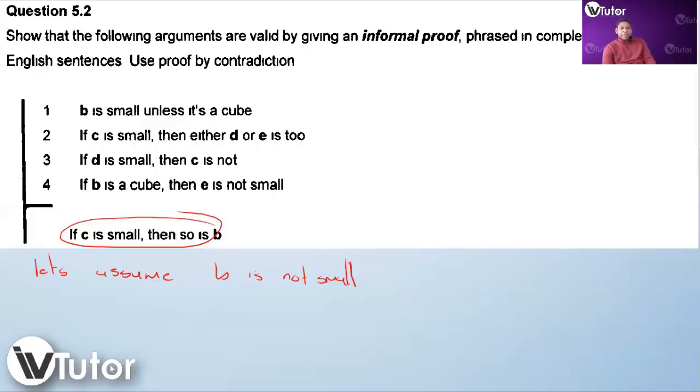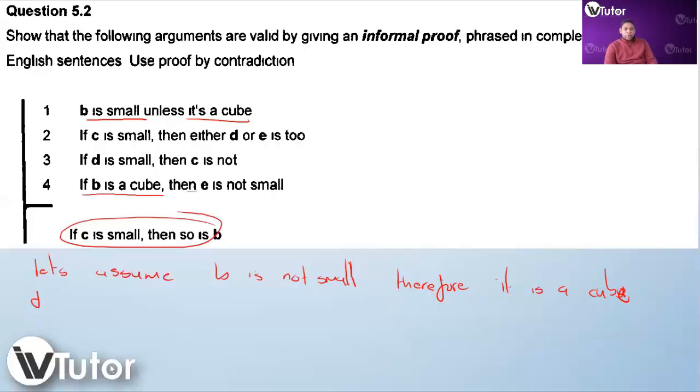This says B is small unless it is a cube, right? If it is not small, then it is a cube. So we assume B is not small, therefore it is a cube. Then we know that B is a cube, and what else do we know? They say if B is a cube, then E is not small, right?